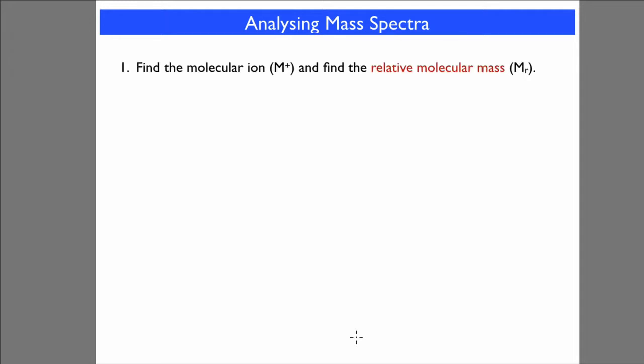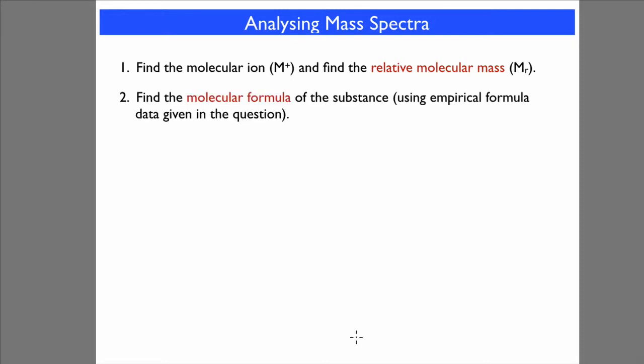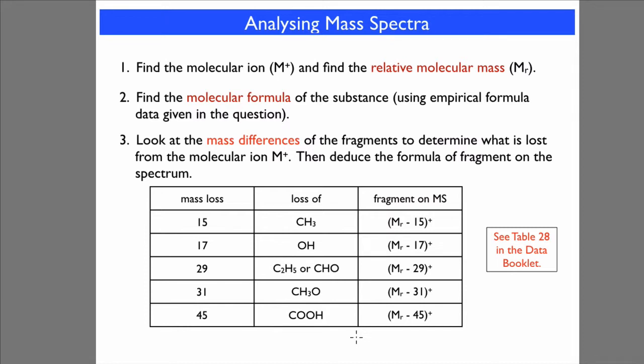Analyzing mass spectra. So first, step 1, we find the molecular ion M+, and find the relative molecular mass. Next, we find the molecular formula of the substance using empirical formula data given in the question. Then we look at mass differences of the fragments to determine what is lost from the molecular ion. Then deduce the formula of fragments on the spectrum.